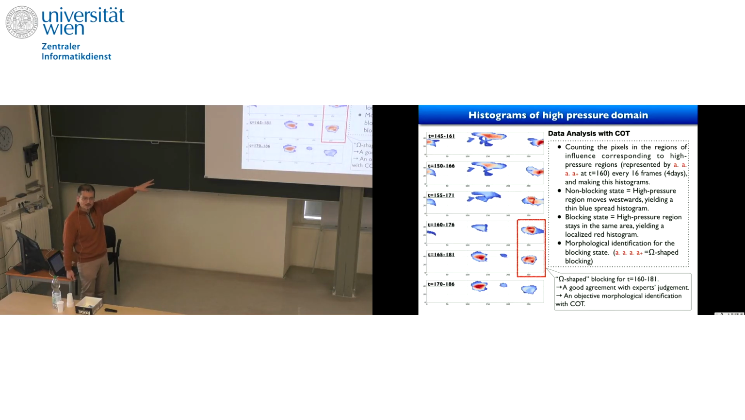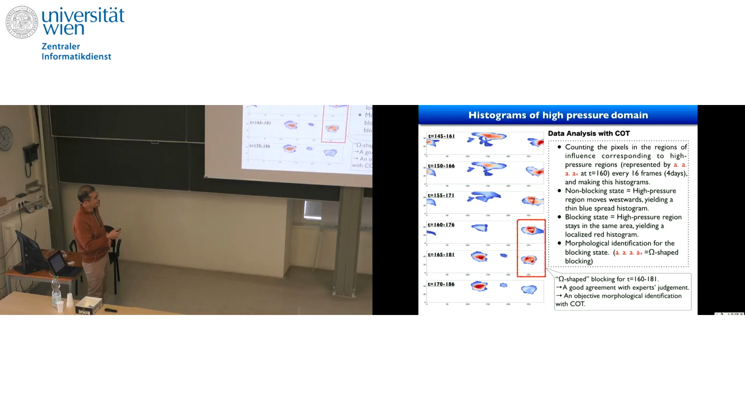So this is an example where we are going to compare. The idea is comparable to the expert judgment. So the non-blocking state is given by this thin blue region, and this means a very wide-spreading region is observed. The blocking state, on the other hand, is given by a high-pressure region that stayed in the same area, giving a localized histogram. By introducing some quantity expressing how localized this histogram is, we can say this is a blocking or a non-blocking state.